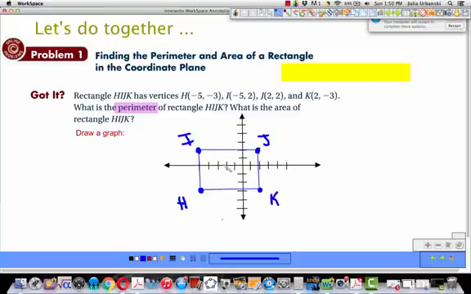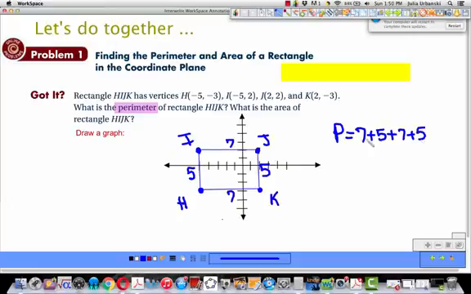So I'm going to count right here. 1, 2, 3, 4, 5, 6, 7. So it's 7 across this way and this way. The distance going up and down is 1, 2, 3, 4, 5. So it's 5 this way and 5 this way. So to find the perimeter, all I'm going to do is add up 7 and 5, 7 and 5. And you can group that in your head in any way you want and add it all together.